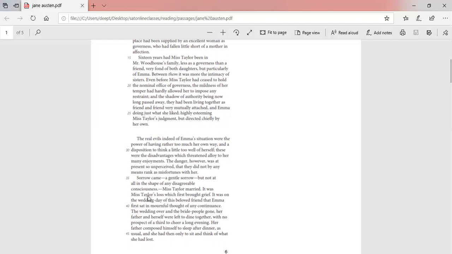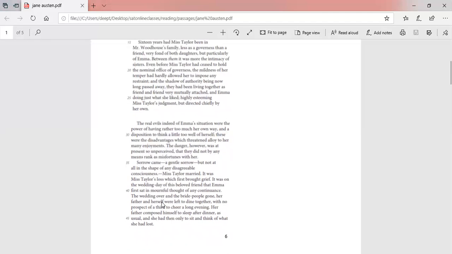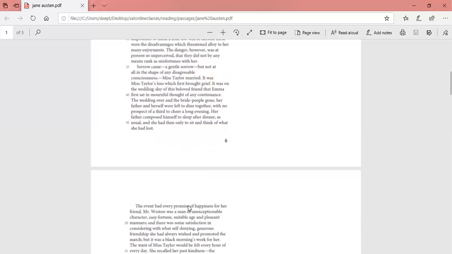Taylor got married. This is the first thought of grief. It was on wedding day. Wedding over, bride people gone, father herself led to die. So now this is the description of how she's feeling after Miss Taylor is gone. We know this paragraph is about that. We don't have to read everything. Think of what she had lost. So now she's thinking about Miss Taylor. We know in this paragraph, sorrow came, Miss Taylor married, she's thinking of her. That's the take you can write for this paragraph.